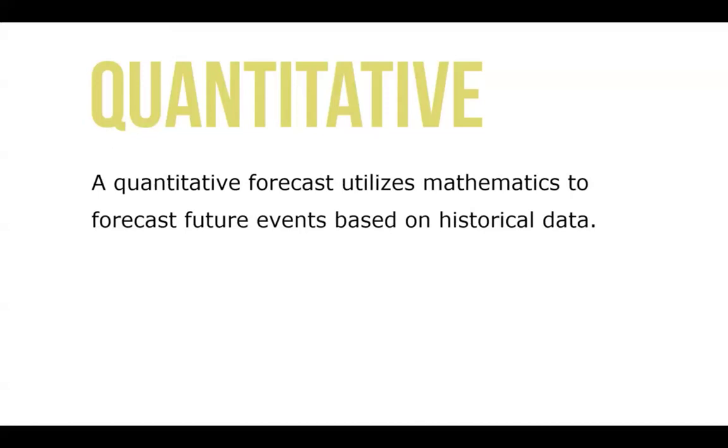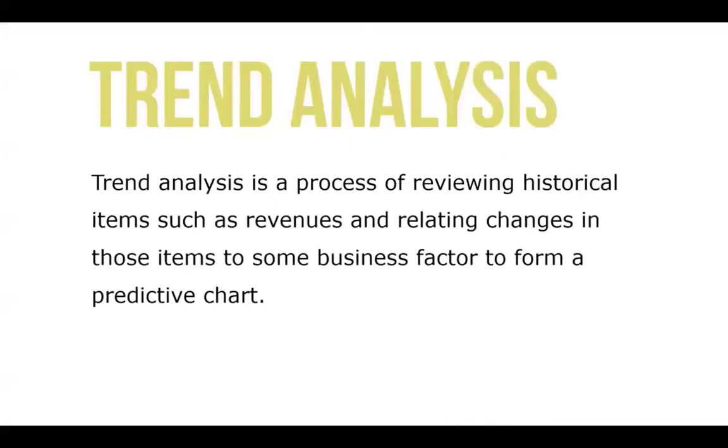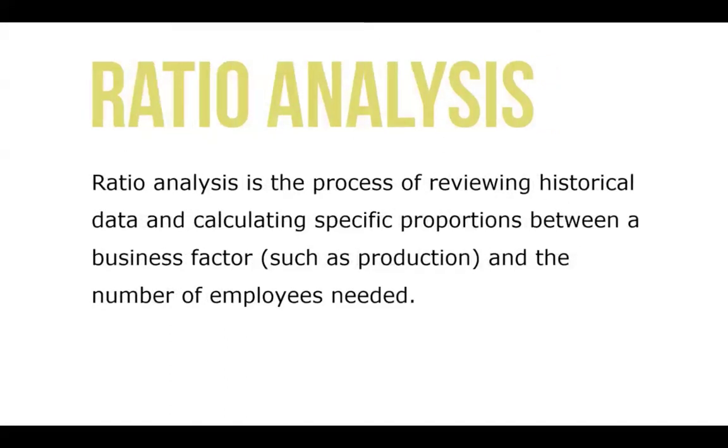A quantitative forecast utilizes mathematics to forecast future events based on historical data. The three most common quantitative methods of forecasting labor demand are trend analysis, ratio analysis, and regression analysis. Trend analysis is a process of reviewing historical items, such as revenues, and relating changes in those items to some business factor to form a predictive chart. Ratio analysis is the process of reviewing historical data and calculating specific proportions between a business factor, like production, and the number of employees needed.